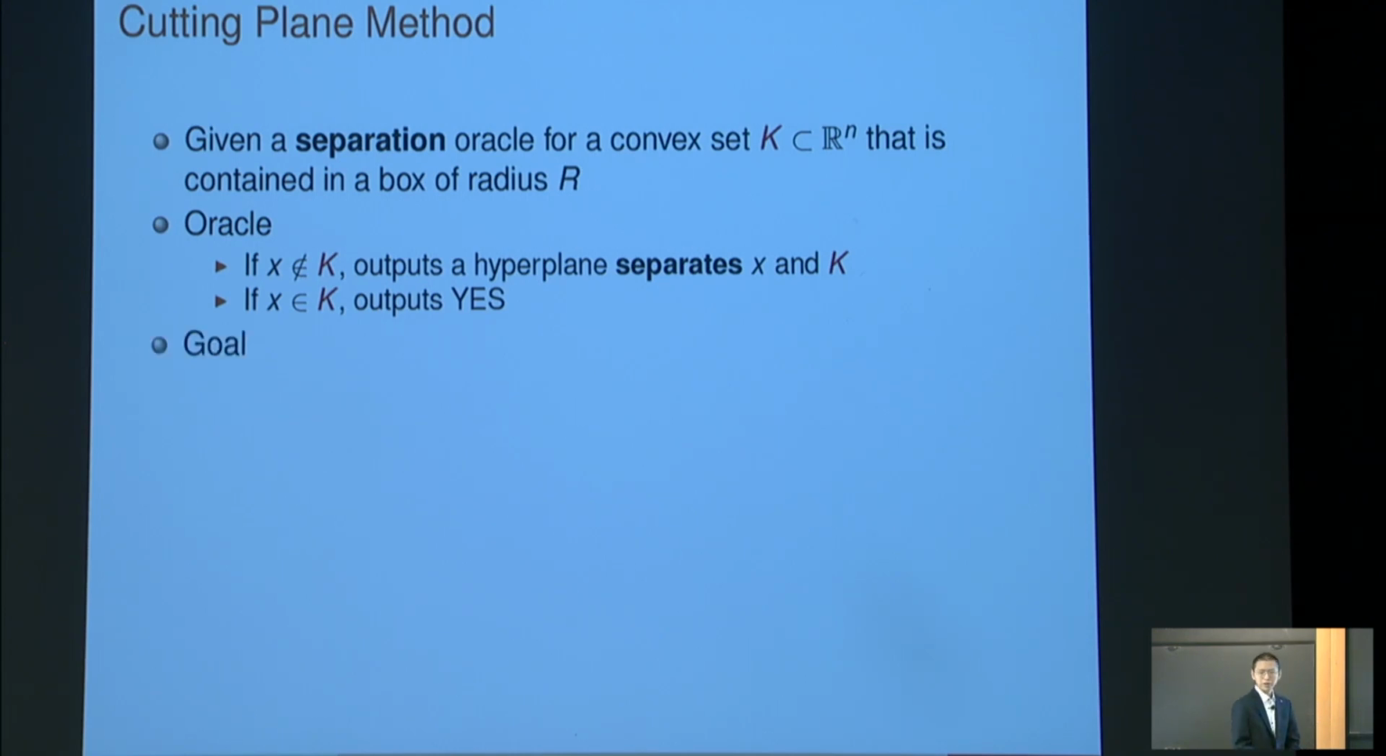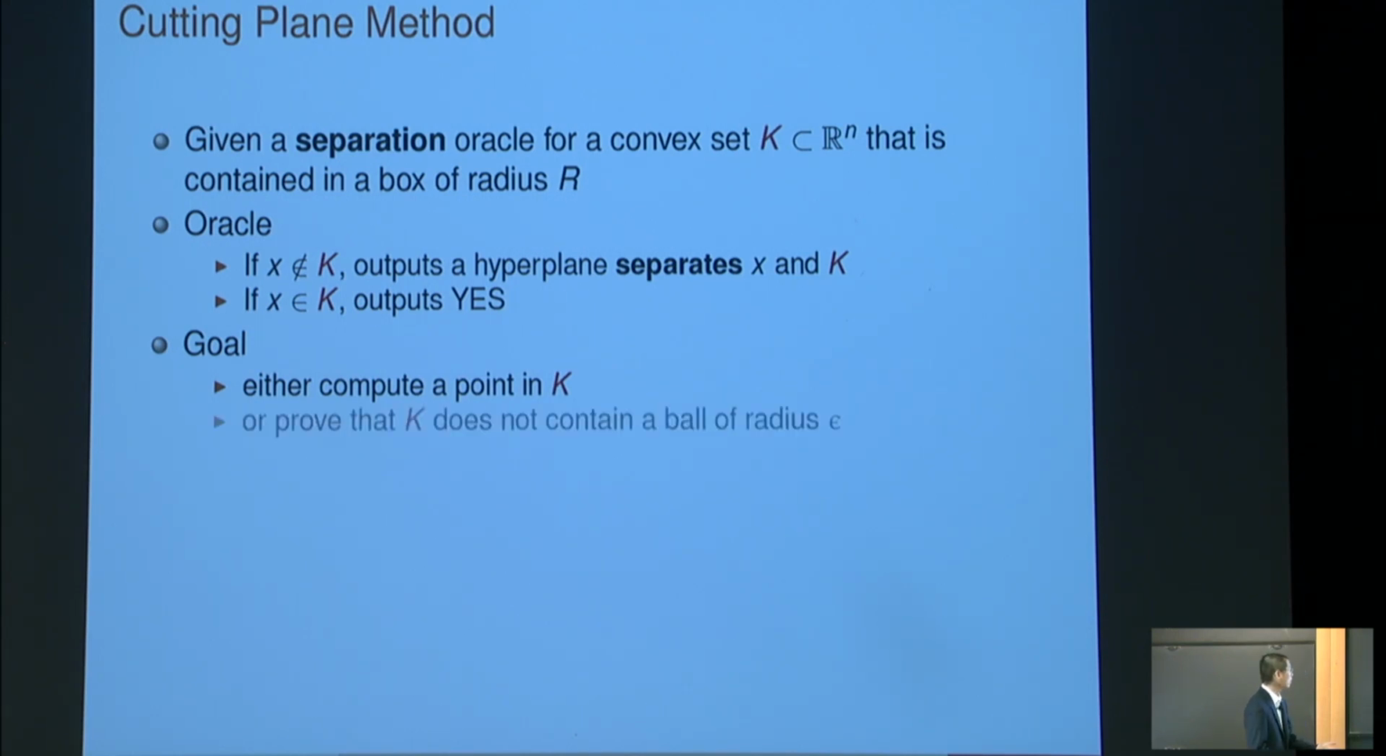So eventually, my goal is the following. I either need to tell you a point in K, or I actually prove that the set K does not contain a ball of radius epsilon.